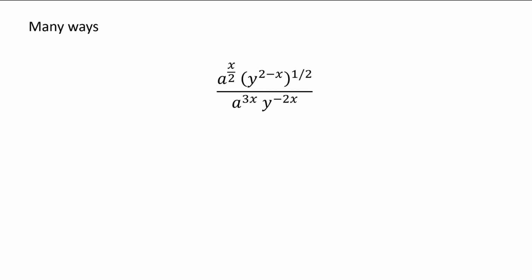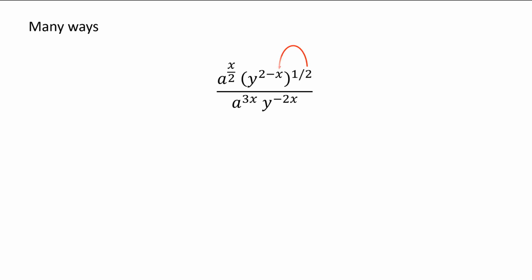Here we have (a to the x over 2 times y to the 2 minus x), all raised to the 1/2, over a to the 3x, y to the negative 2x. So we can do this many different ways to get it simplified. It just kind of depends on what comes to your mind first.